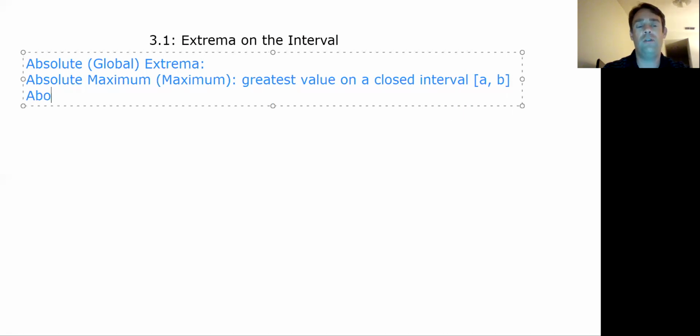And then we're also going to have an absolute minimum, or a global minimum. There are also times you'll just see the word minimum. This is what they're asking about: the least value on a closed interval, so the smallest number.